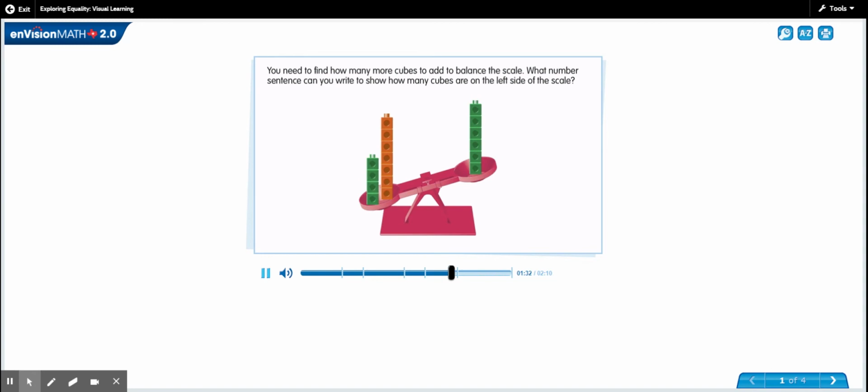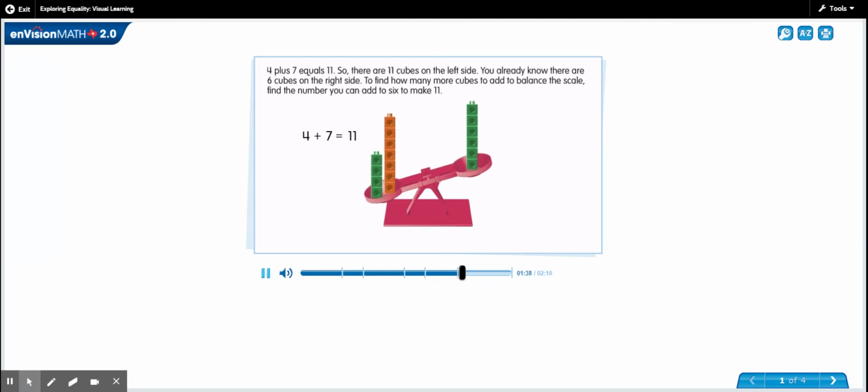What number sentence can you write to show how many cubes are on the left side of the scale? 4 plus 7 equals 11. So there are 11 cubes on the left side. You already know there are 6 cubes on the right side. To find how many more cubes to add to balance the scale, find the number you can add to 6 to make 11. How many more cubes do you think we should add to the right side to make 11?